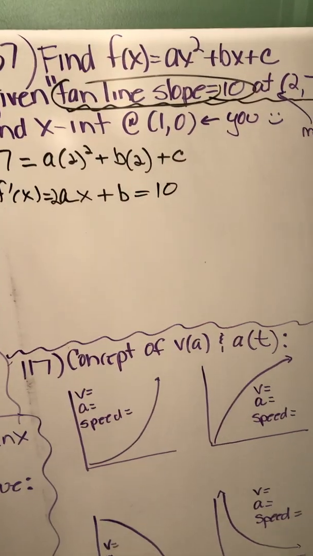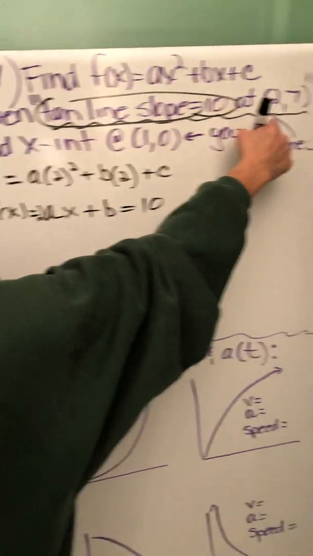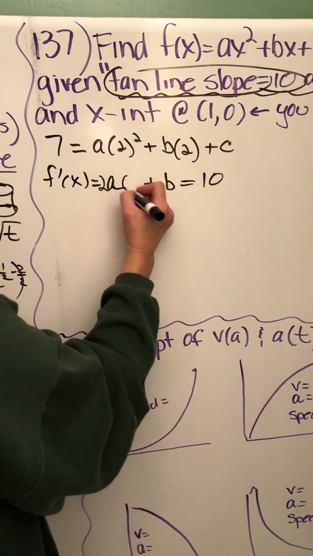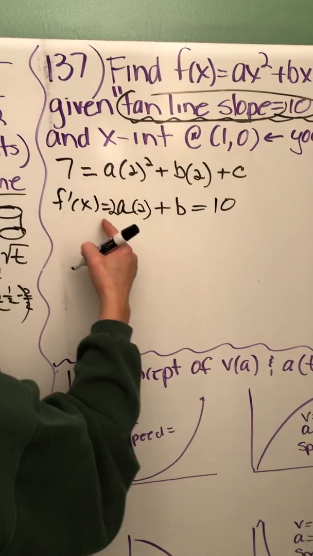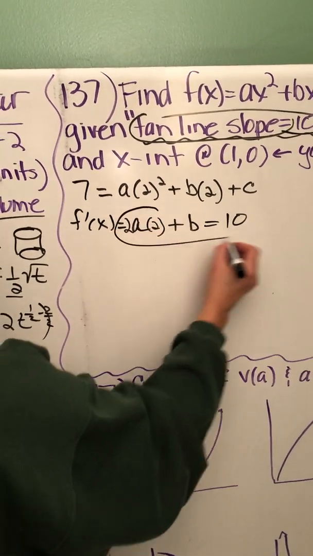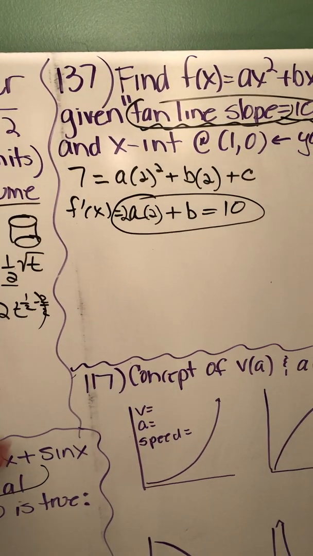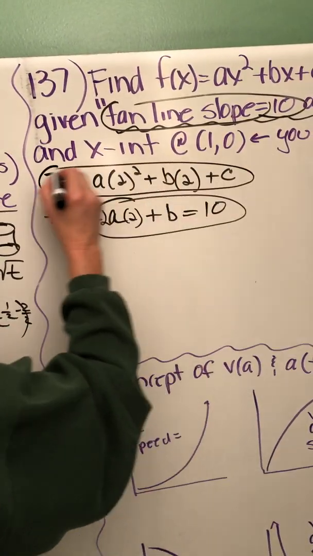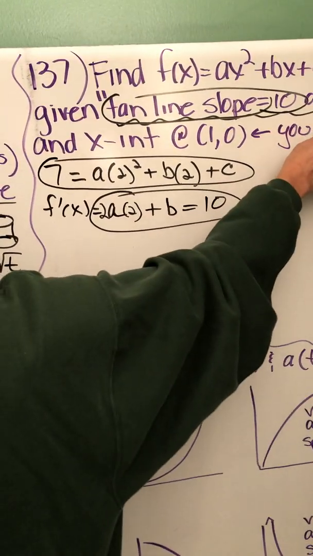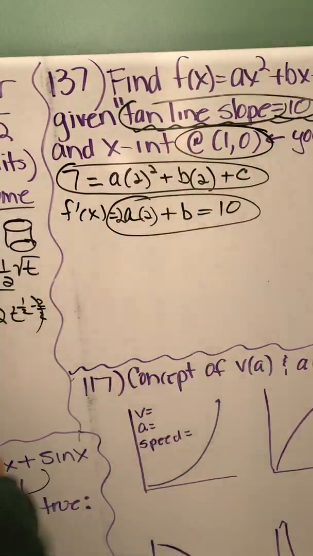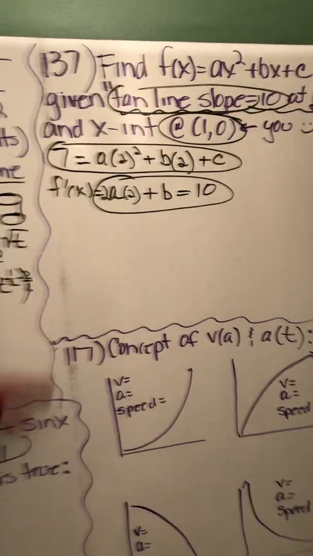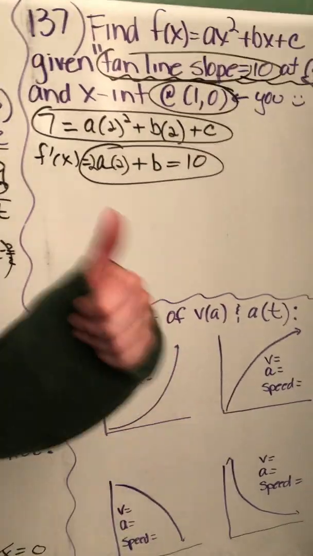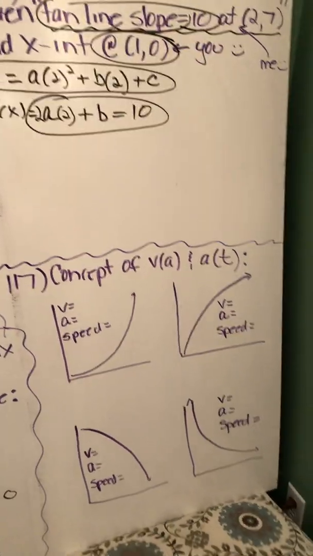It's equal to 10 at the point x equals 2. There we go. So you have a second equation to work with right here that basically says 4a plus b equals 10. We have a first equation to work with that we got from this point. You're going to write a third equation using that point, and then you'll have a system to solve. Good luck with that. Next, 117.